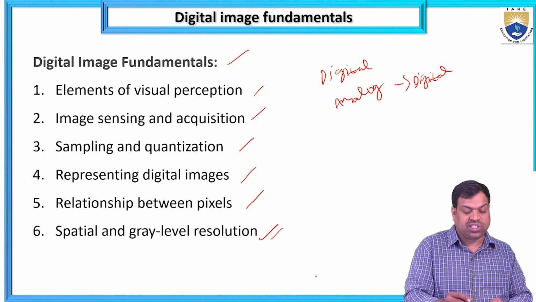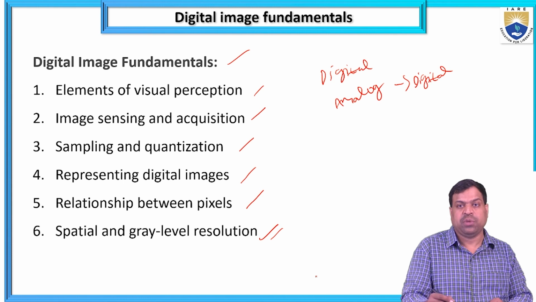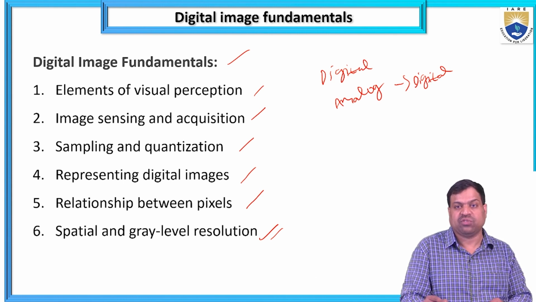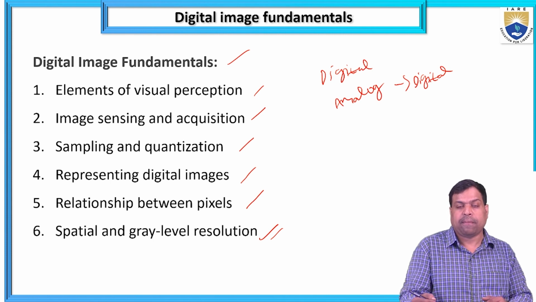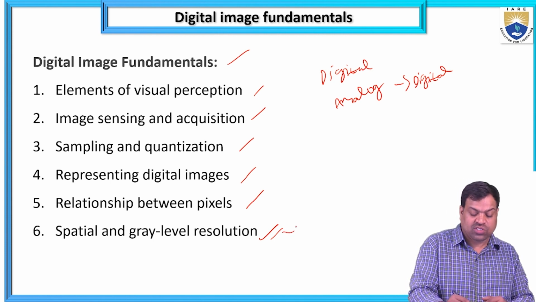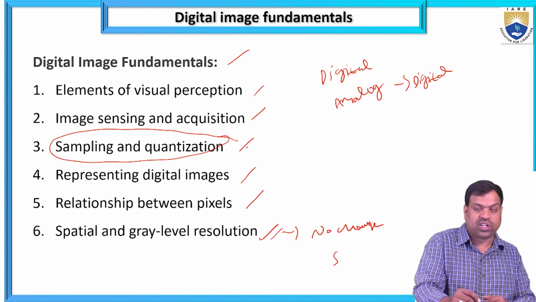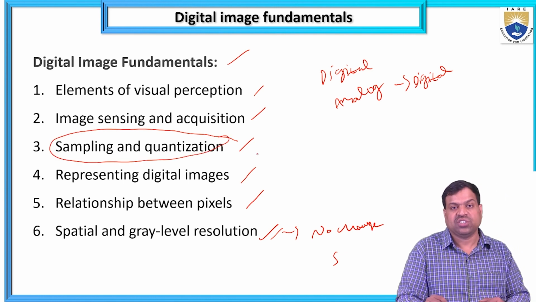If I change the gray levels or if I change the BPP, there is no change in the original image or gray level image. Why? Because with the help of sampling and quantization, there will be nothing changed even if I change the BPP value.